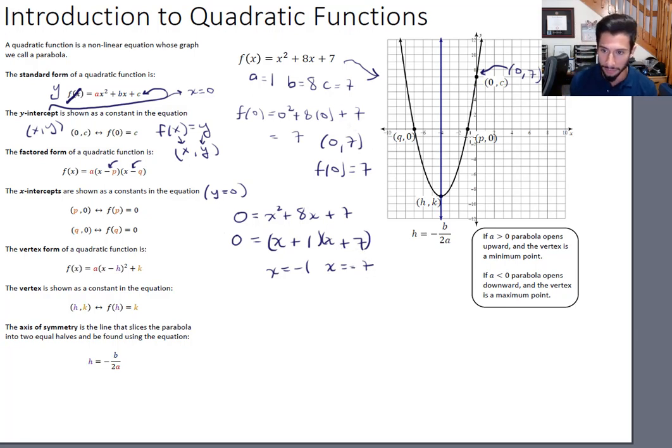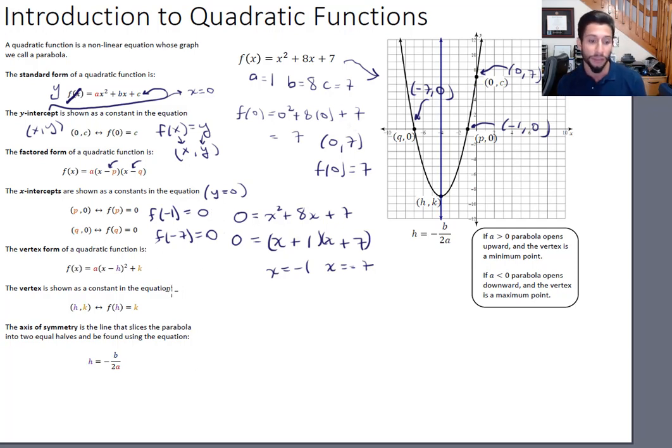And we can verify that up here. Boom. Right, that's -1, 0. And boom. That's -7, 0. Again, you should know how to express that in function notation as well, right? F of -1 equals 0. See, it's equal to 0 now. F of -7 equals 0.